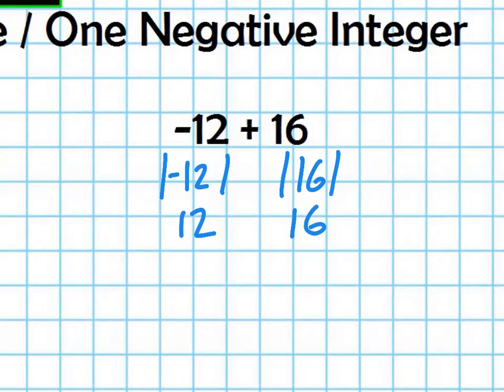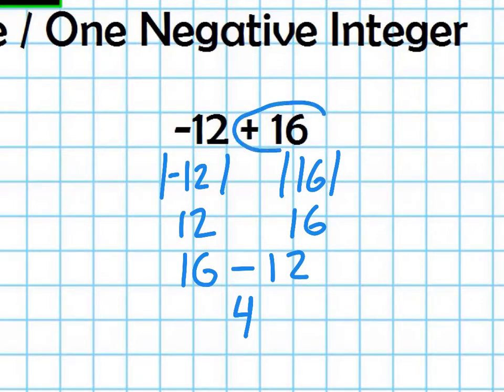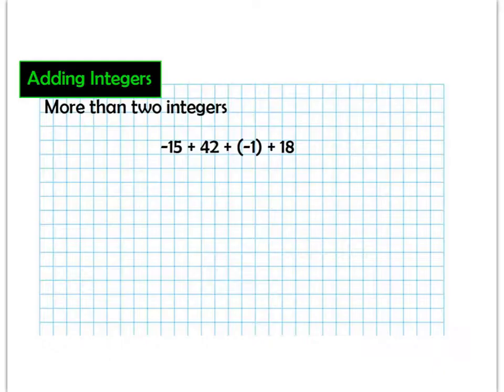Since 16 has the larger absolute value, we're going to reorder it so that it's first, and then subtract. 16 minus 12 equals 4. Now we need to consider the sign of our answer. Since positive 16 had the greater absolute value, it gives its sign to the answer, which keeps the answer as positive 4 and does not make it negative 4.